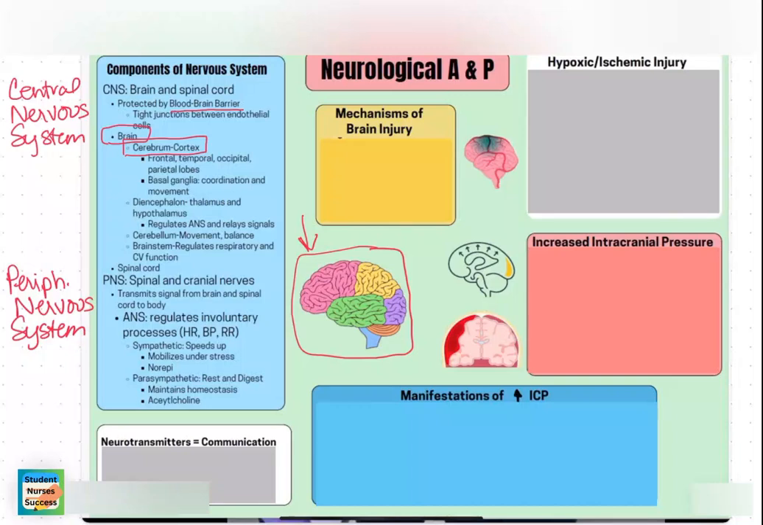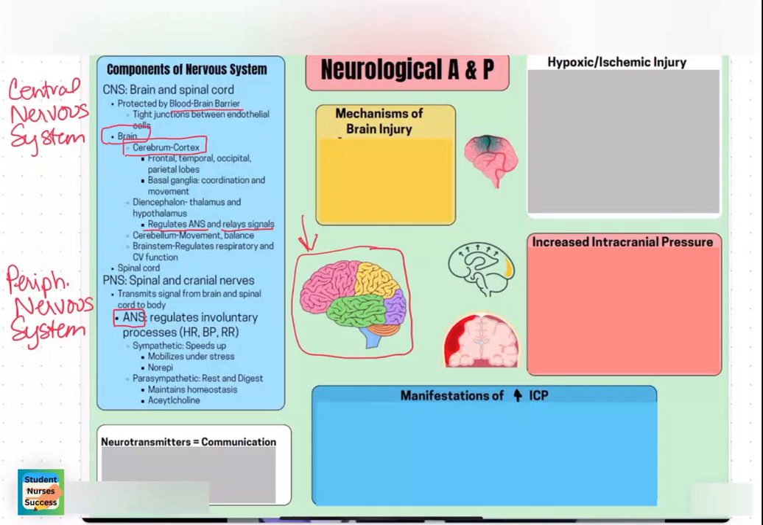Now, the diencephalon is kind of in the center, kind of deep in the brain, and it includes the thalamus and the hypothalamus. The diencephalon is responsible for regulating the autonomic nervous system and it helps relay signals. As you can see below, the autonomic nervous system actually falls under the peripheral nervous system heading.